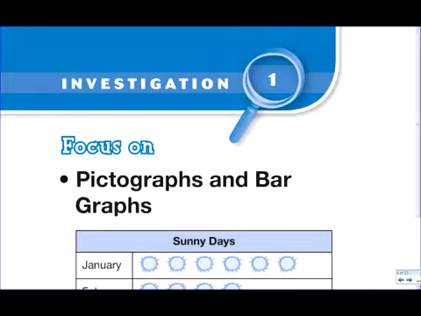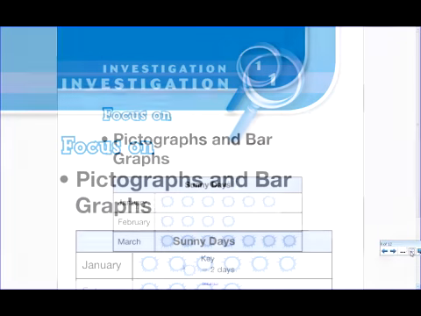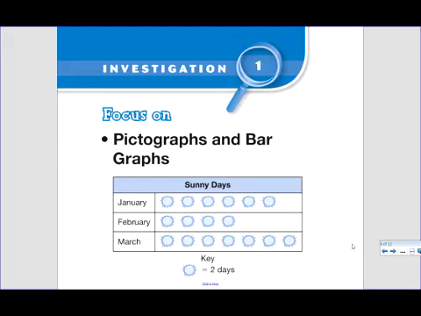Let's start out here. We are going to focus on pictographs. Bar graphs will be at a later point, but if you notice, this is a pictograph because it has a symbol to represent how many days were sunny in January, February, and March.